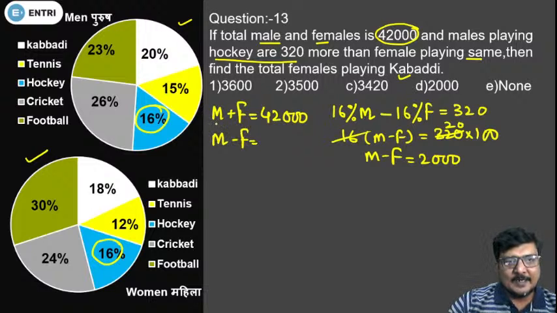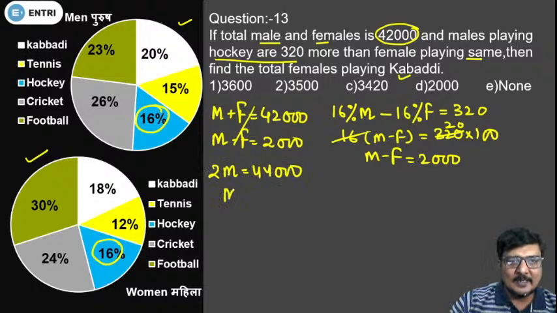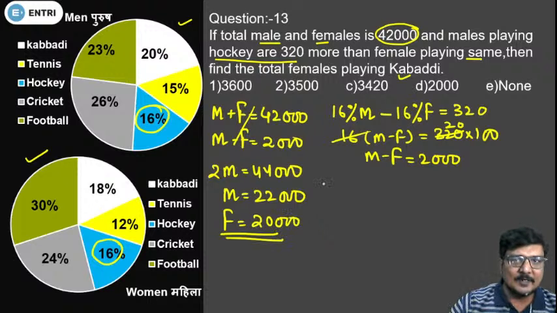First, we have been provided with the sum of male and female as 42,000 and male minus female as 2,000. So males come out to be 44,000 divided by 2, which is 22,000. This means females will come out to be 20,000. So total females are 20,000, and we have to find the females playing kabaddi.